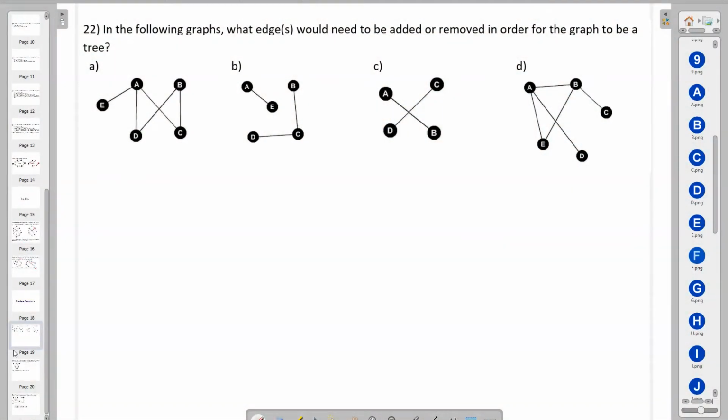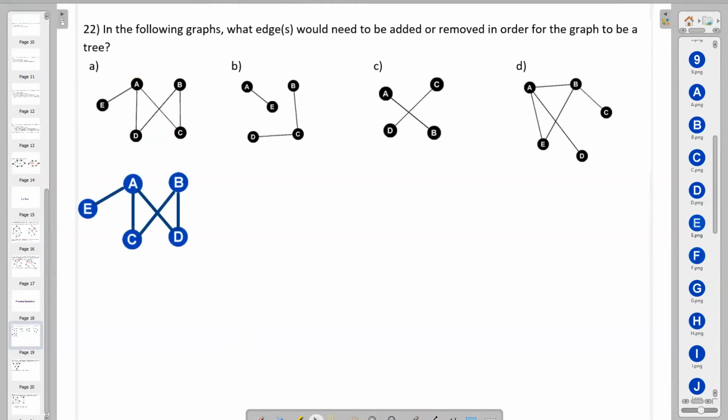In the following graphs, what edges would need to be added or removed in order for the graph to be a tree? Remember, the requirement for a tree is that you have a connected graph with no circuits. In graph A, we can see that we currently have a circuit. We can go from A to D to B to C and back to A. So we're going to have to eliminate one of those edges in order to break the circuit.